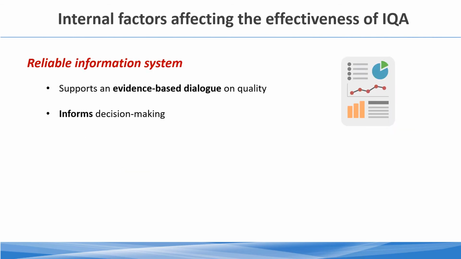The third internal factor that conditions the effectiveness of IQA is the information system. It must be reliable as it affects the quality of quantitative data for quality monitoring. A reliable information system is important to initiate a quality dialogue that is evidence-based and informs decision-making.